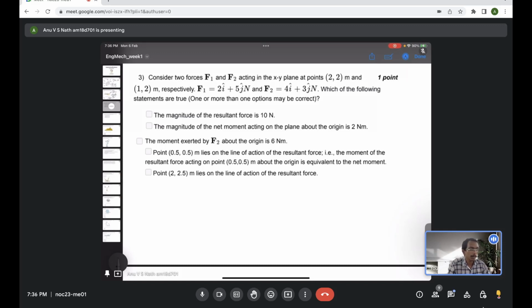So there can be more than one statement being correct. So you have to go through every statement and check whether it is correct or not. So this is an MSQ type question. So anyway, we'll go through each of the options and check whether it is correct or not. The first option says that the magnitude of the resultant force is 10 Newton. Is this correct or not?